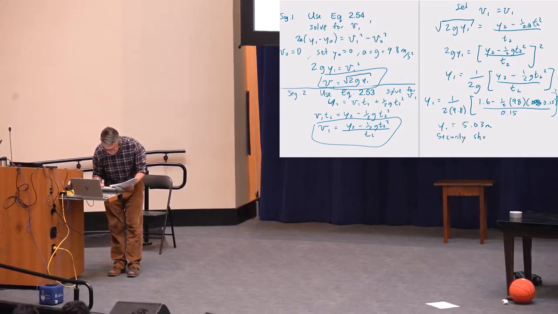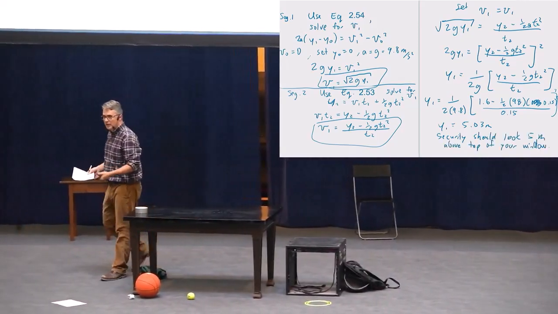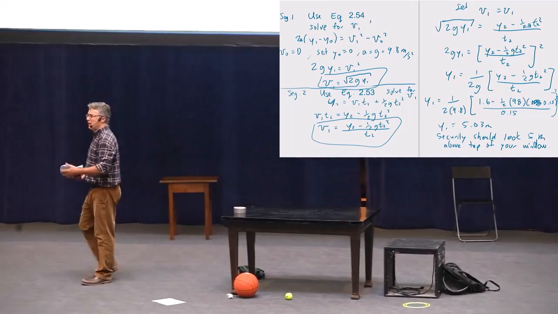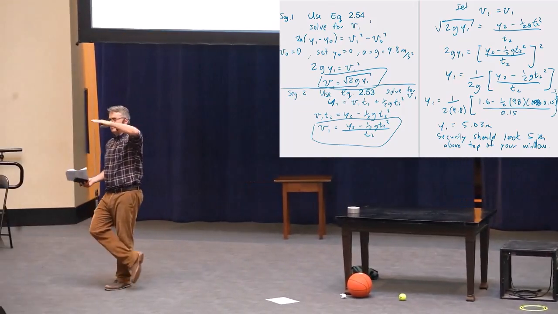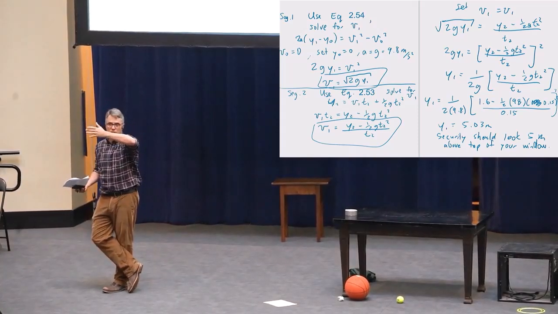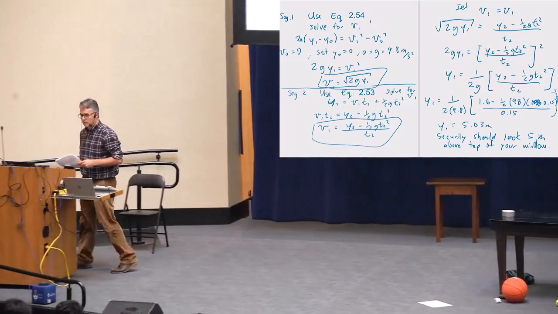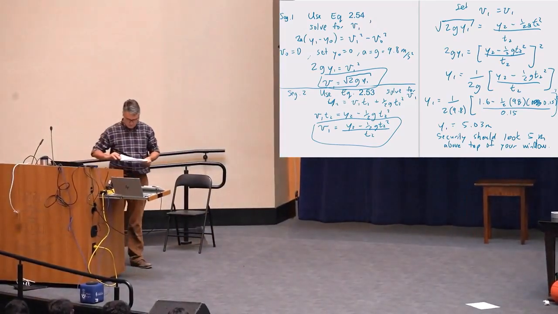A couple stories up. So this is an example of dividing your motion into segments. The idea being that the final position and velocity of your first segment becomes the initial position and velocity of your second segment. It's a pretty powerful way of solving one of these more complicated problems.